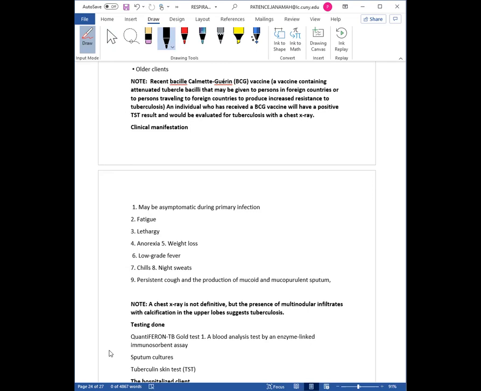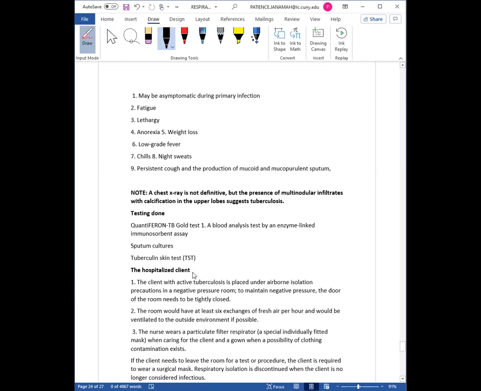Remember the lung condition we just did, sarcoidosis, this also has night sweats and weight loss. But remember the persistent cough in tuberculosis never changes. So chest x-ray is not definitive, but the presence of multinodular infiltrates with calcification in the upper lobes supports tuberculosis.